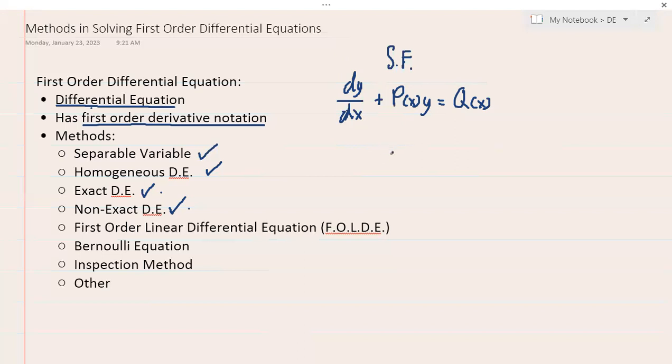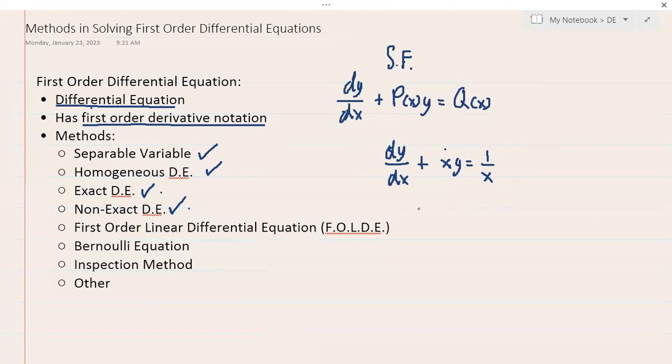So kunwari, meron tayong ganito, okay? dy all over dx plus, sabi natin, x times y is equal to 1 all over x. Kung mapapansin mo, yung coefficient ni y ay isang function of x, which is meron tayong x. And on the right side of the equation, meron tayong function ng x dito na 1 all over x. So ito ay isang example na first order linear differential equation.